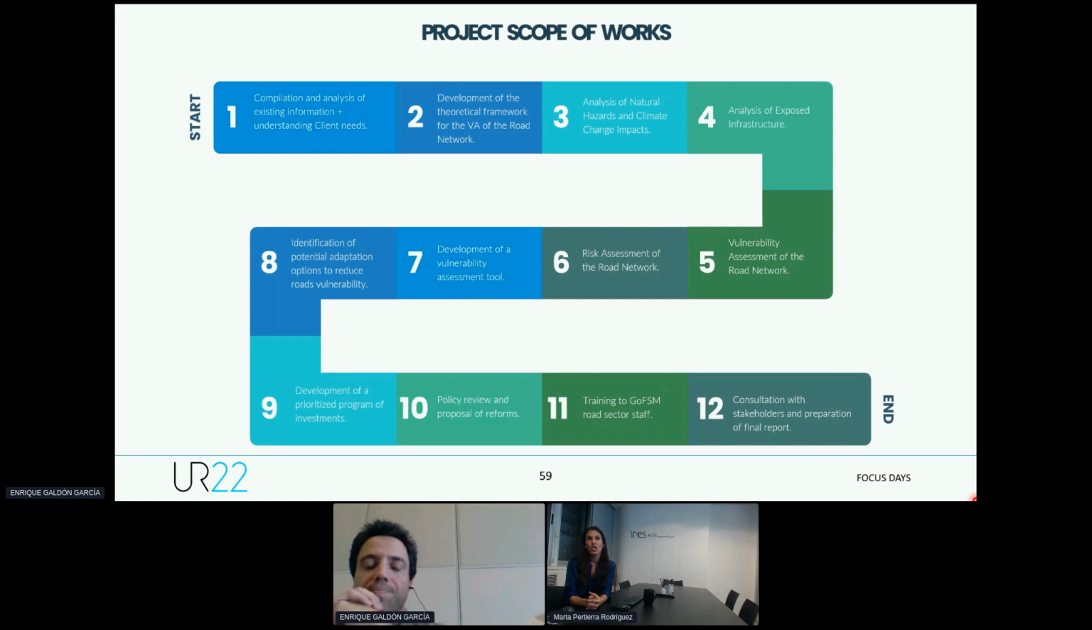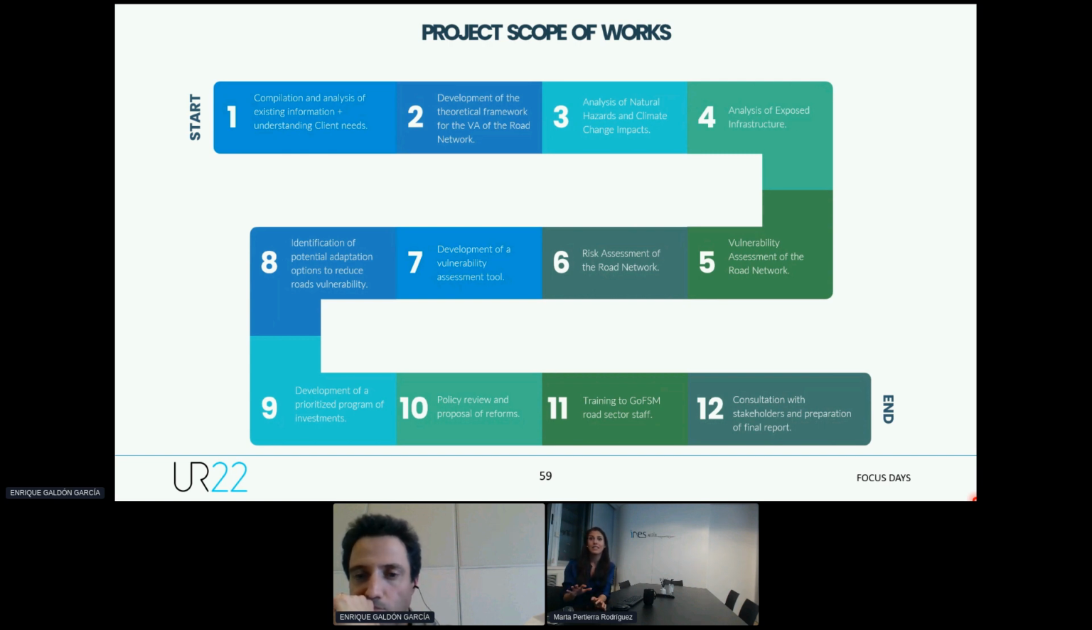The third stage of the project was the analysis of the hazards and the impact of climate change. In this stage, we generated hazard maps for flooding, landslides, and coastal inundation for the present scenario, but also for climate change scenarios. After that, we did an analysis of the exposed infrastructure, and this included basically a field survey campaign to collect all data in terms of inventory, but also condition data.